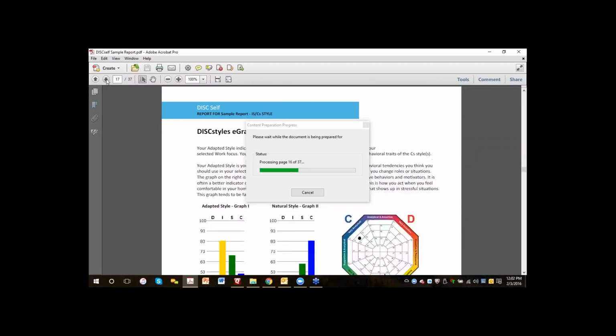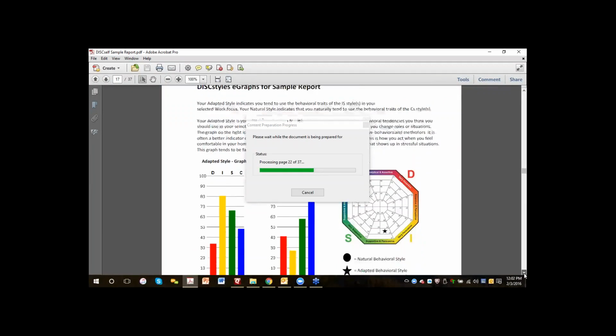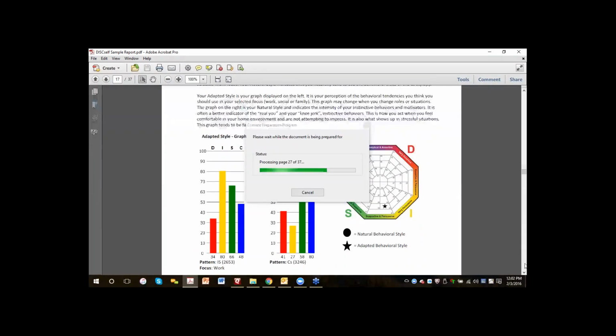So let's look at it. I'm going to move to the natural and adapted graphs here.